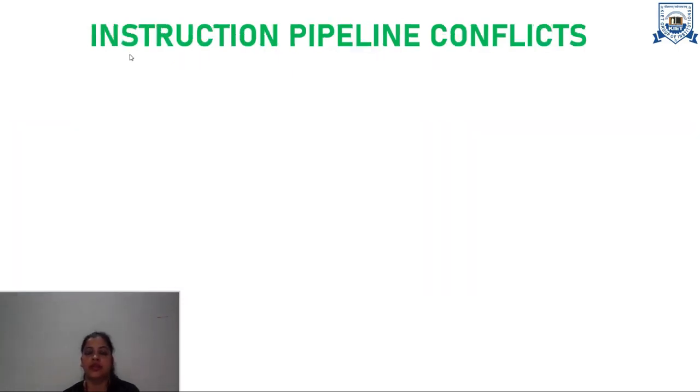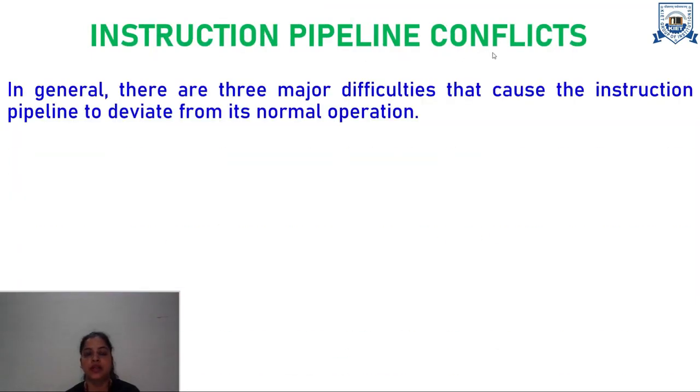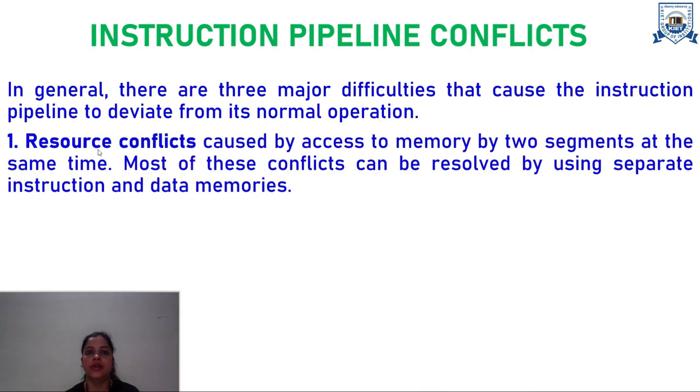Now students, let's discuss the instruction pipeline conflicts. Generally, there are 3 conflicts that cause the instruction pipeline to deviate from its normal operation. First is resource conflicts, caused by access to memory by 2 segments at the same time. Most of these conflicts can be resolved by using separate instruction and data memories.